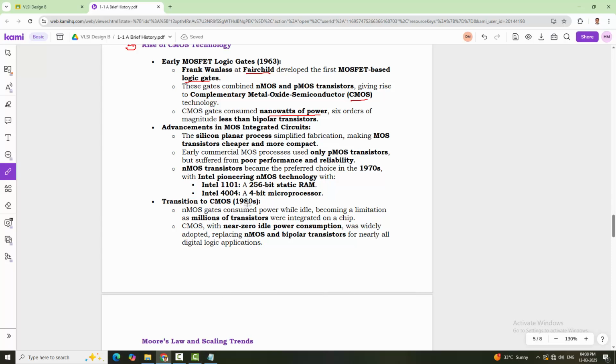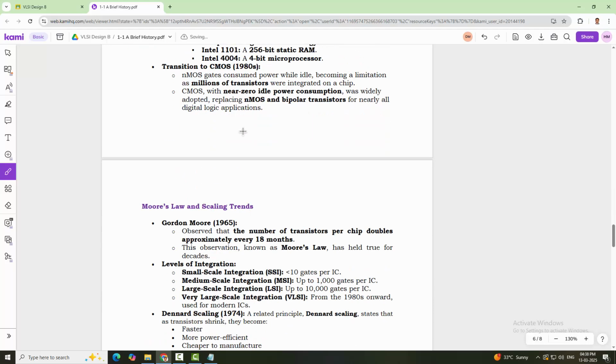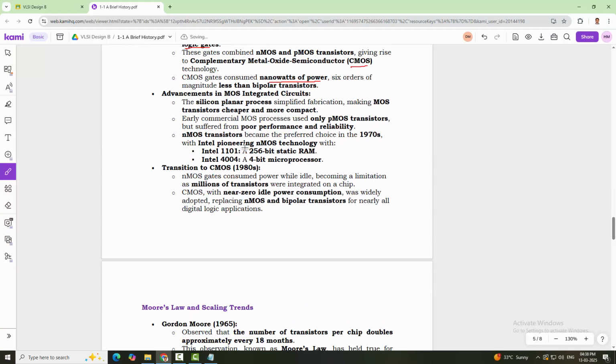Okay. So earlier, we have seen that due to the poor performance of the bipolar technology, we moved into the integrated circuits, MOS integrated circuits. Now, there was a transition from the bipolar technology to the CMOS technology in the year 1980. Here the NMOS gates, which consume power during idle, were replaced with CMOS. CMOS consumes zero idle power, which is far better than the NMOS and the bipolar transistors.